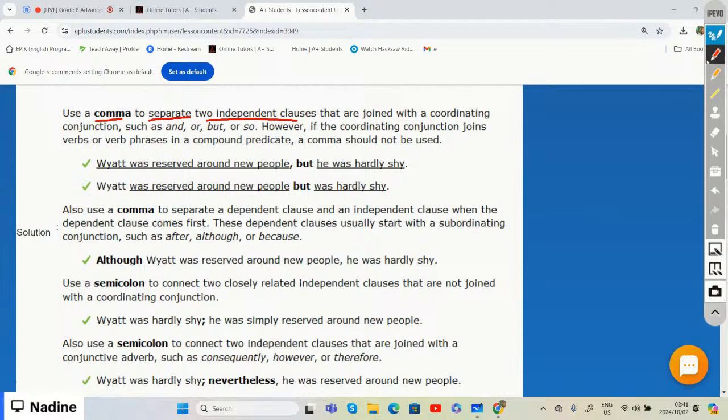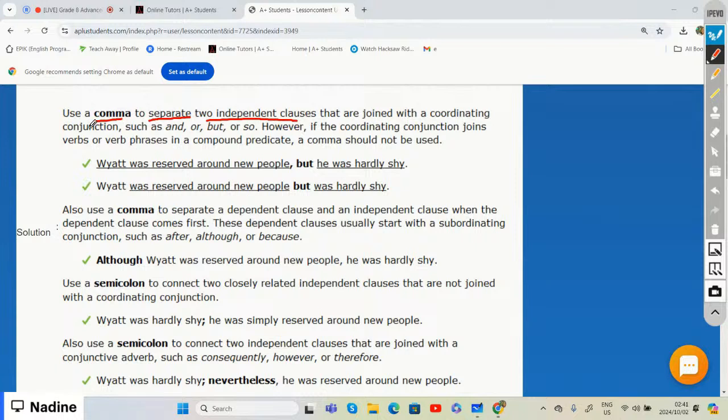But now, in order for us to join these, we can join them by making it one sentence, but then we need to use a coordinating conjunction to join these two clauses. And once we write down our coordinating conjunction in the middle of the two clauses, then we need to add our comma before that.